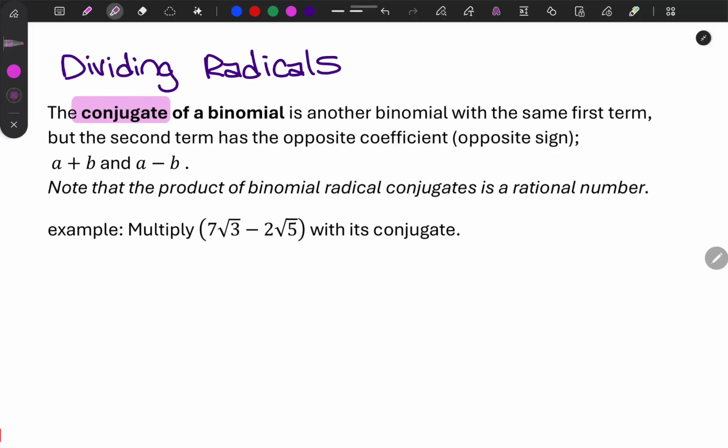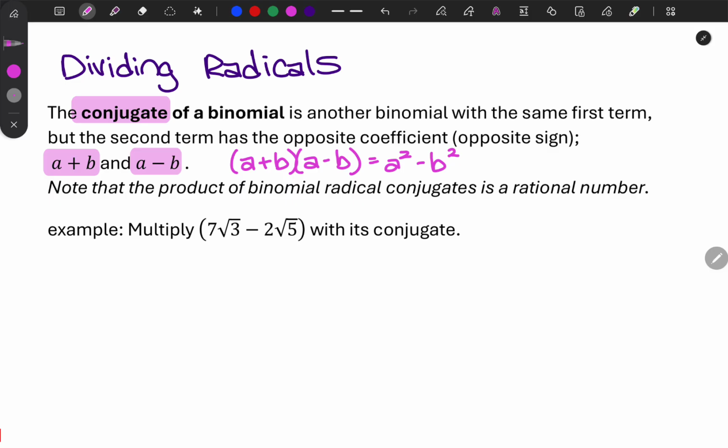The conjugate of a binomial is another binomial where you have the same terms, but the opposite sign in between them. So if one of our binomials is a plus b, the other one is a minus b, and vice versa. The reason we find this really convenient is if you multiply them together, a plus b times a minus b is going to be equal to a squared minus b squared, a difference of squares. We've already kind of been using that.